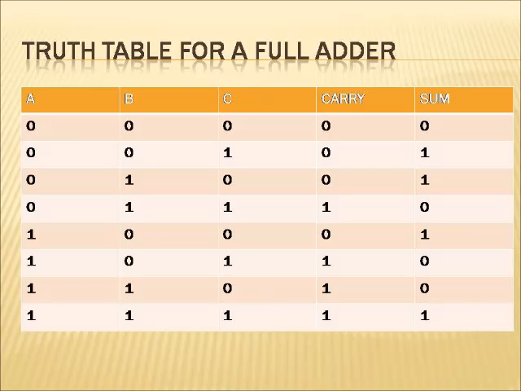Again, A is 1, B is 1 and C is 0. So 1 plus 1 produces 10, plus 0, that is 10. Sum is equal to 0 and carry is 1. So the last case is where A is 1, B is 1 and C is also 1. When we perform A plus B plus C, that is 1 plus 1, which produces 10, plus 1, it is 11. So in the sum it is 1 and carry also it is 1.